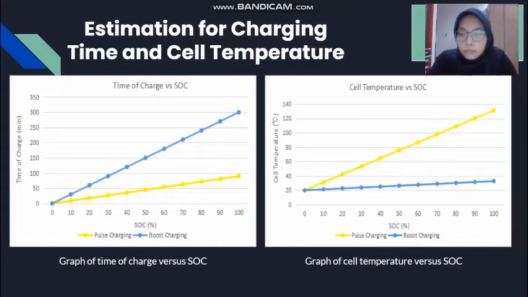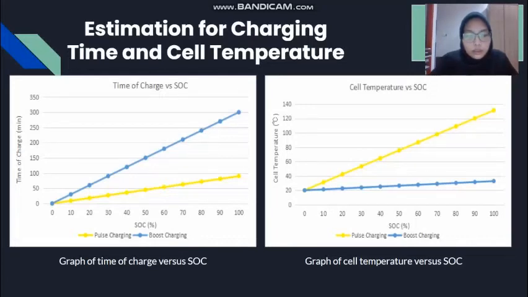This safe temperature for battery during charging is referred to the reference titled Guide to Understanding Battery Specification, and another reference titled Lithium-ion Battery Technical Handbook written by Panasonic. Cell temperature for the pulse charging scheme is considered high and it may damage the battery properties.